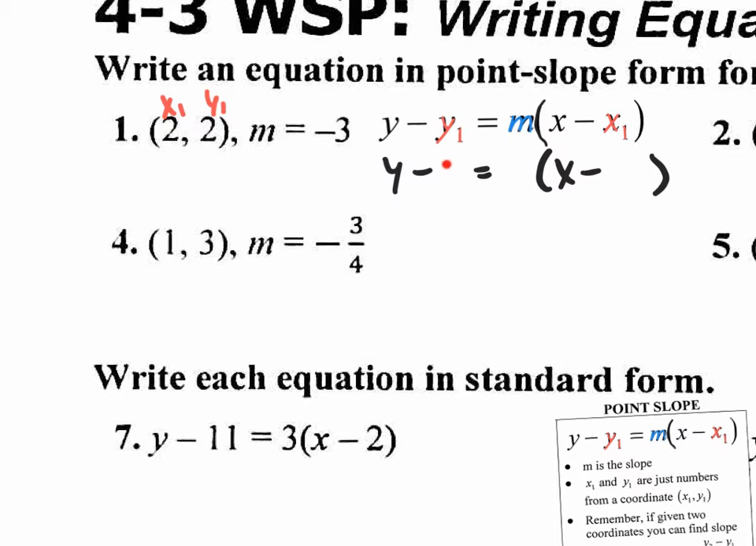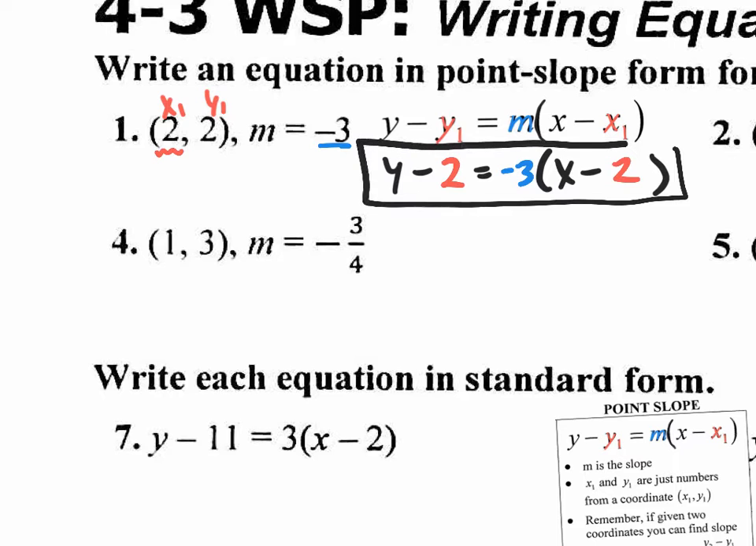So what belongs right here? The y1 value, which is 2. So put that 2 right there. The m value is -3, put the -3 right there. And finally, x minus x1, which is also a 2. And we're done. That's your equation in point slope form. That is your answer, ladies and gentlemen. Nice and easy, right? So we're doing the odd ones.